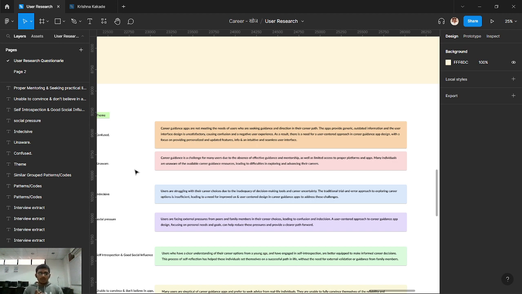So many individuals are unaware about things like career counseling. In rural areas in India, there are very few people who know about career counseling and things like that. So they are unaware about the things. Then indecisive. Users are struggling with their career choices due to inadequacy of decision making tools and career uncertainty.